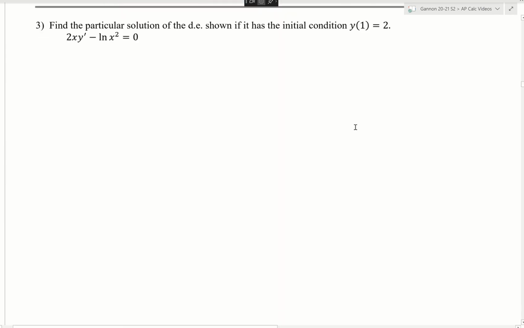So this time it says, find the particular solution of the differential equation shown if it has an initial condition y of 1 equals 2. Now when it's talking about the particular solution as opposed to the general solution, we need to know what this initial condition is so that we can use it to find c. The start of the problem is going to be identical. So again, just like the other problems, I would recommend that you pause the video and try this on your own.